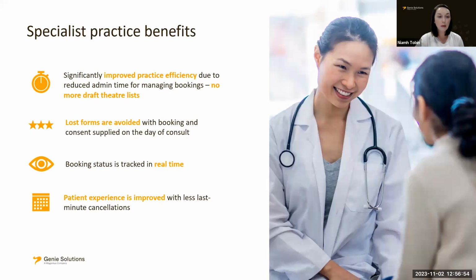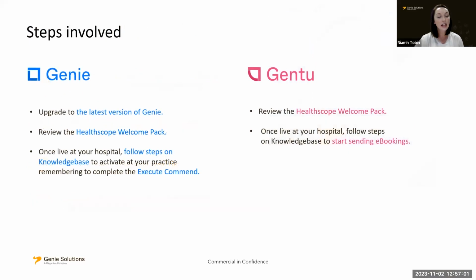So for many of you, you're probably wondering, that sounds great, how do I get my hands on e-bookings? Well, for Genie customers, e-bookings is already available for those of you on version 10.2.3 and above. If you're not on version 10.2.3 or later, then you would need to upgrade to the latest version of Genie. The instructions on how to upgrade from either version 9 or version 10 are available on our knowledge base.